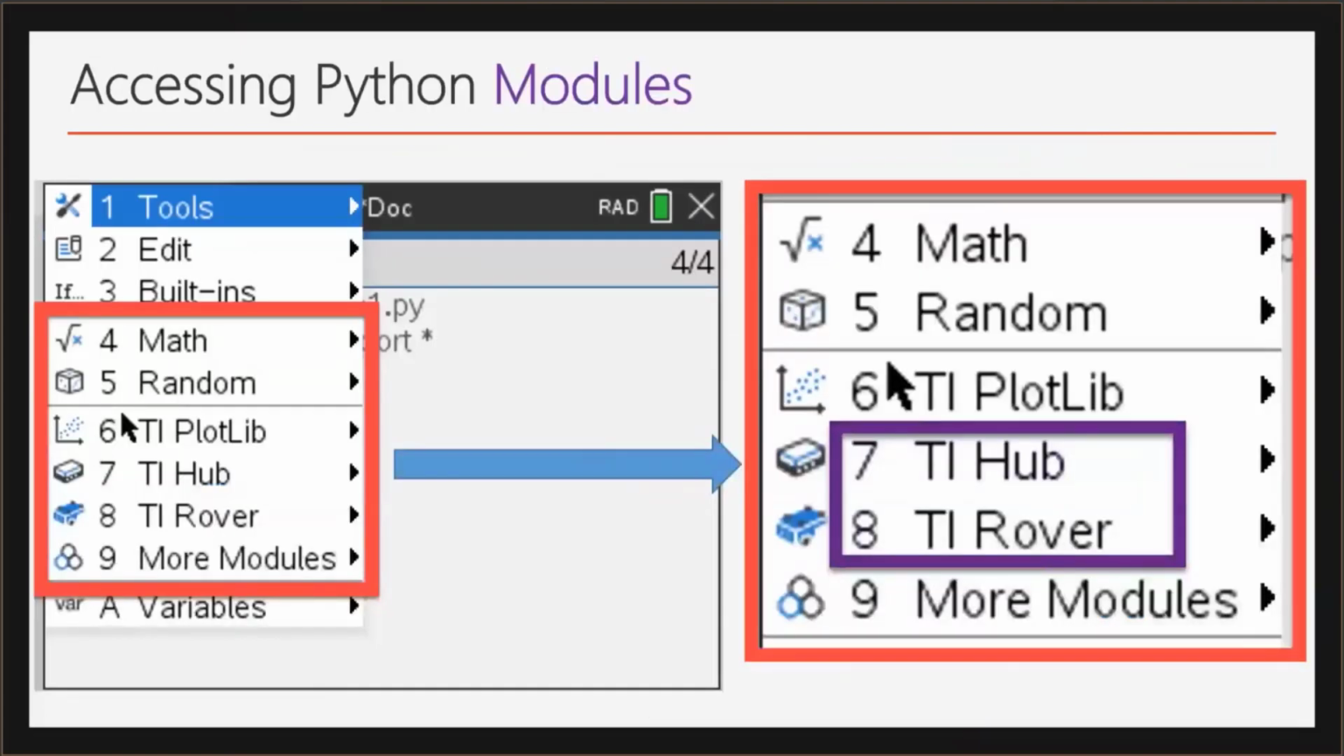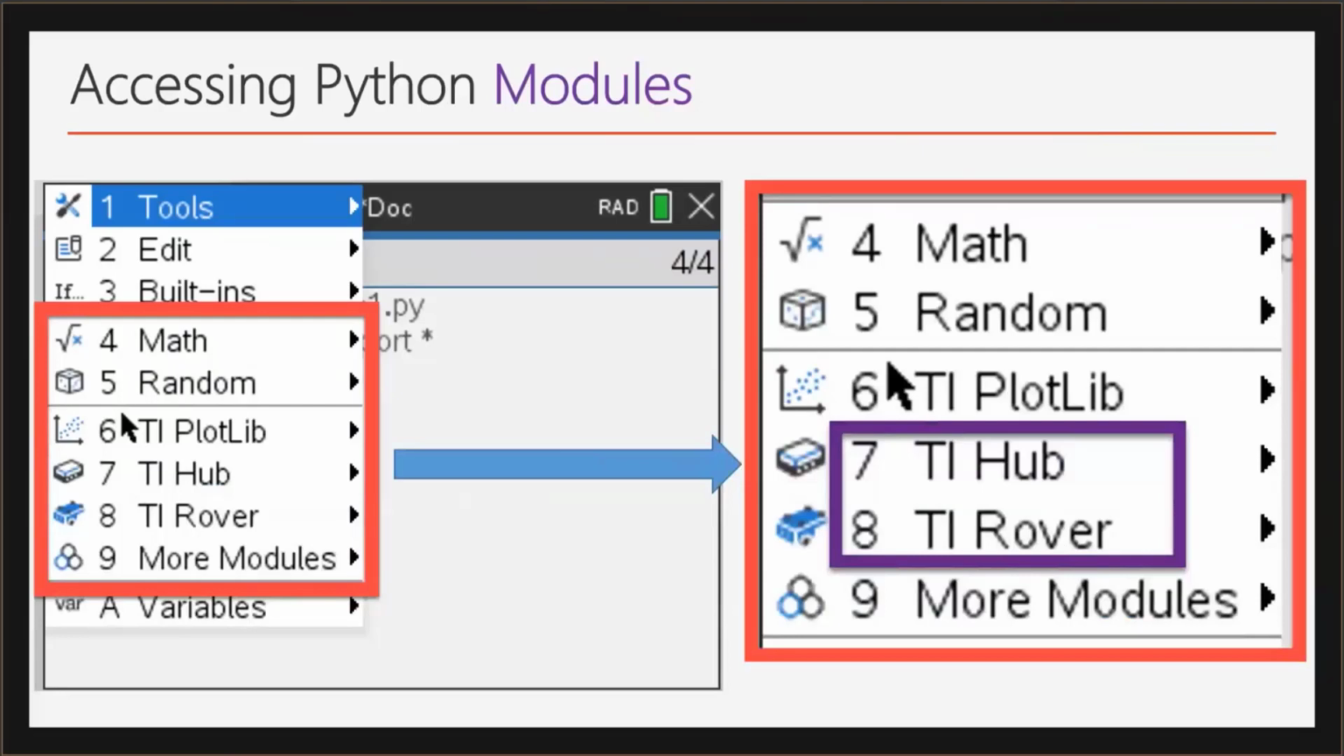Now, you will see on my left-hand screen, there are built-in modules, which I have highlighted. So the first one is called the maths module. Then you have the random module. If you want to generate anything random, you would be using the random module. Then there's the plot library. These are all modules which are built in.